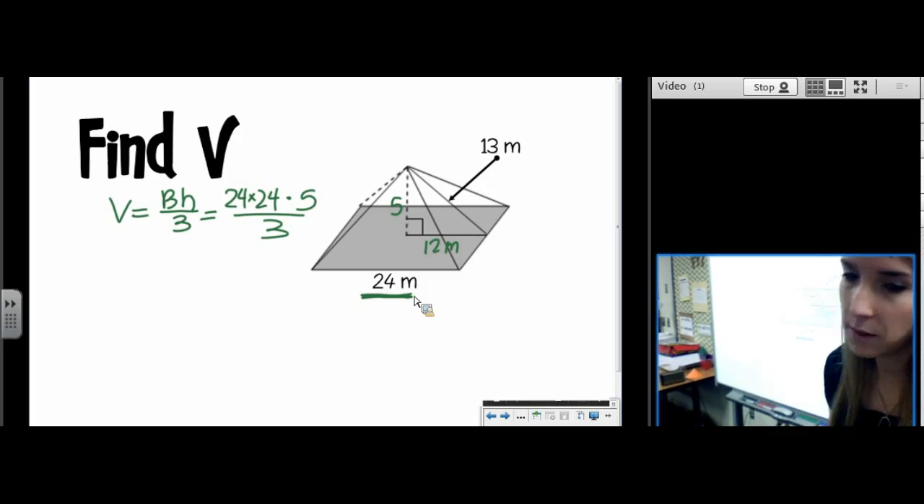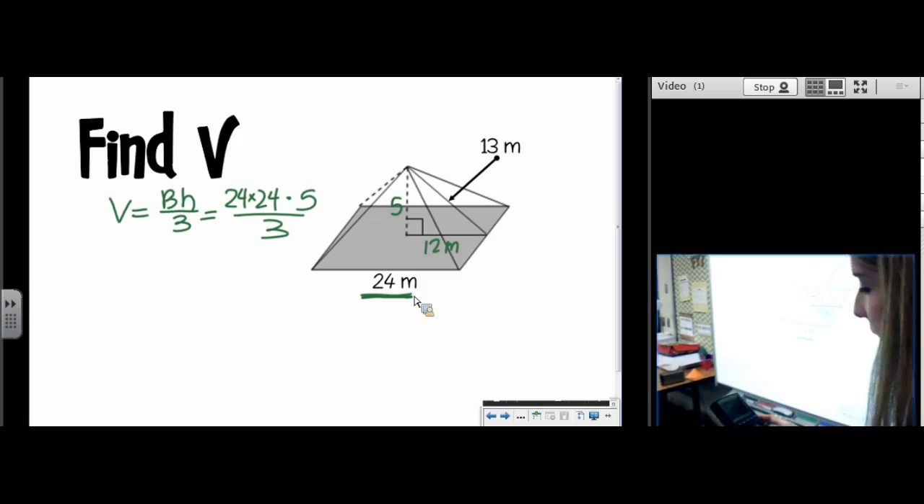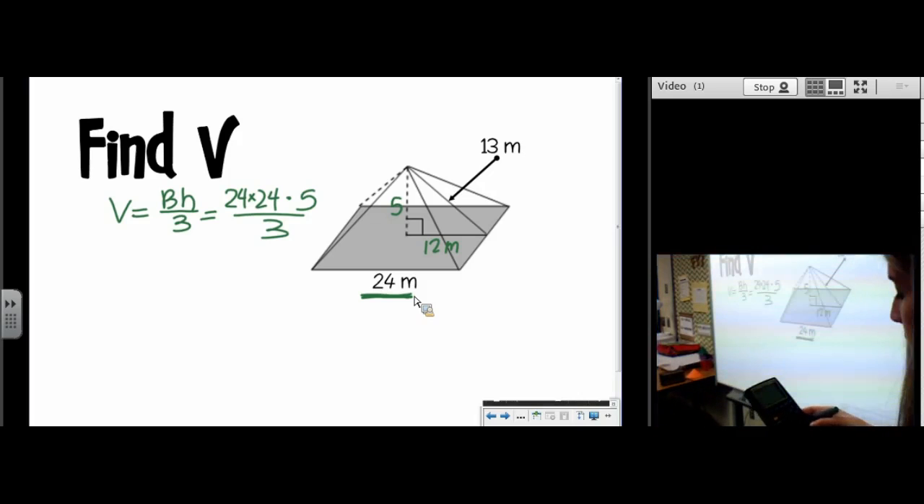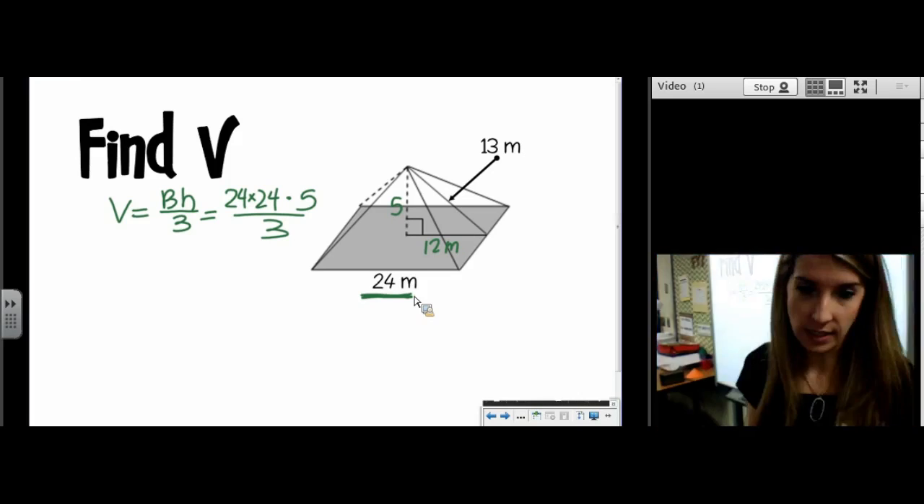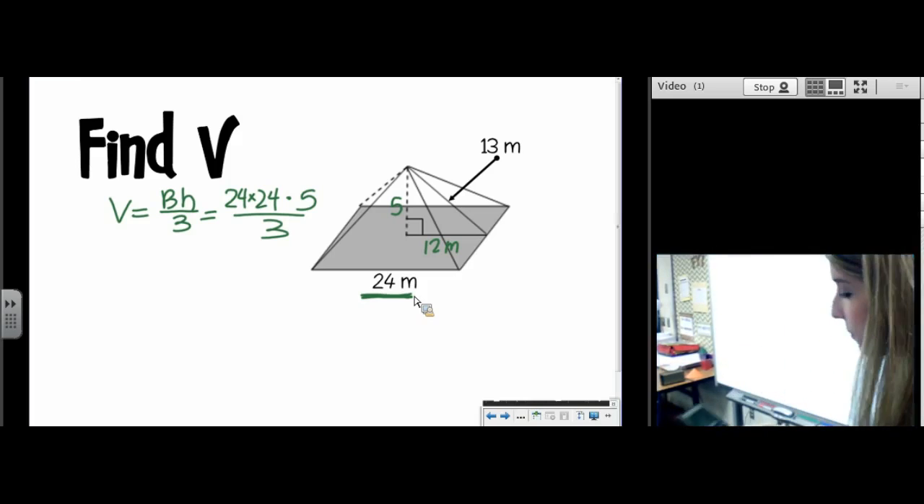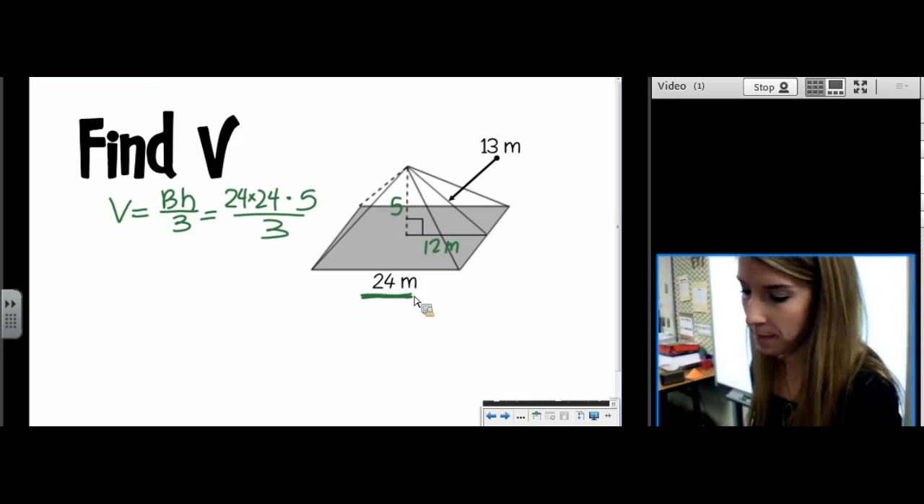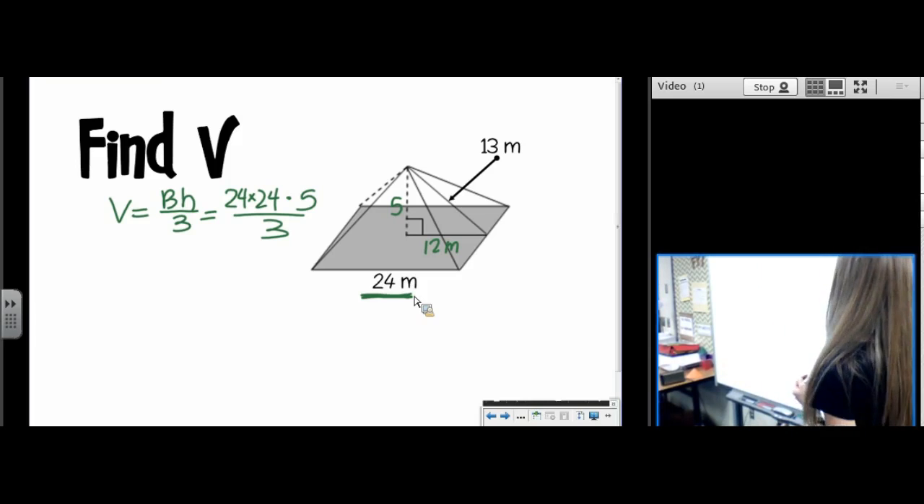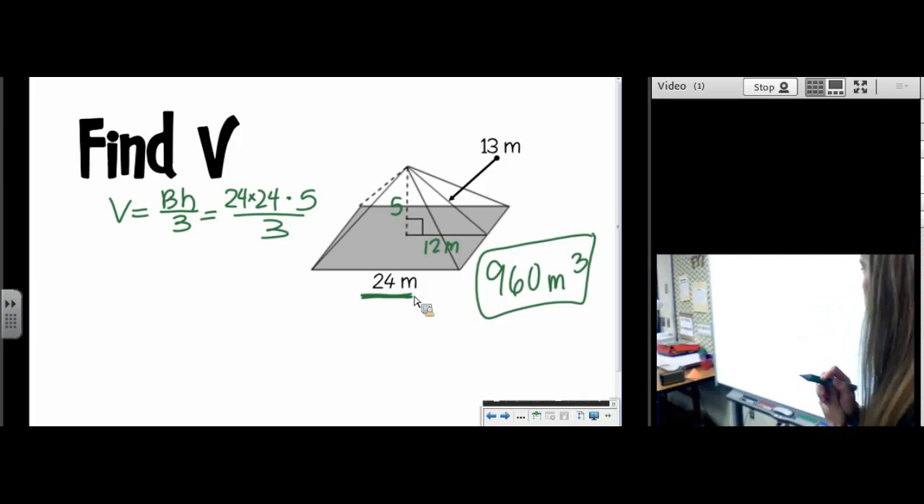Anyways, so we're doing 24 squared because that's the area of the base. That's capital B. Times 5, which is the height. 13 is not the height, it's the slant height. And then we make sure to divide by 3. So we have 960 cubic meters, meters cubed.